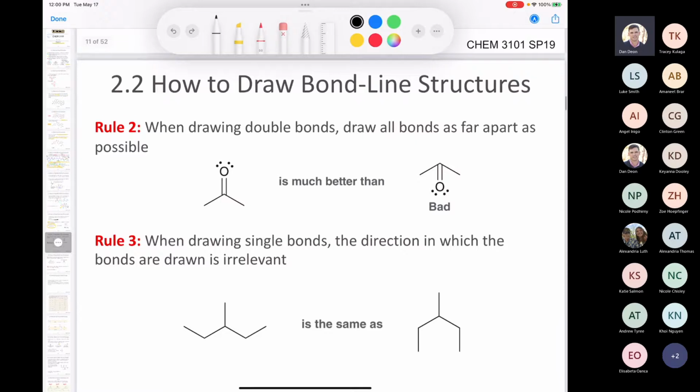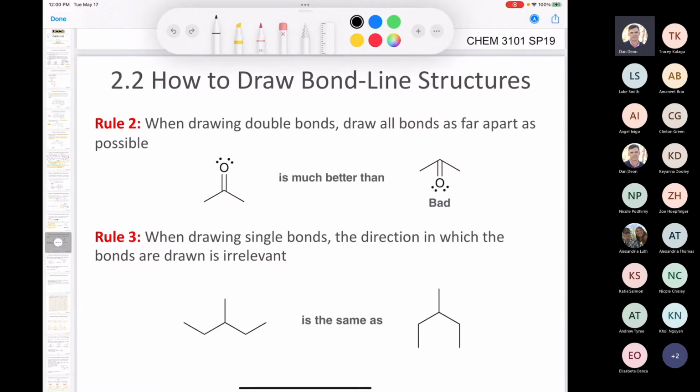Next rule is try to draw every bond as far apart as possible. You'll notice that I do that. I try to spread them out. So if you have this sp2 hybridized carbon here, remember that sp2 hybridized carbons are trigonal planar. And so in this bond line structure, you can clearly see that all the bond angles are around 120 degrees. But here, this looks like it's greater than 180. So greater than 180 equals bad. Okay, bad angle.